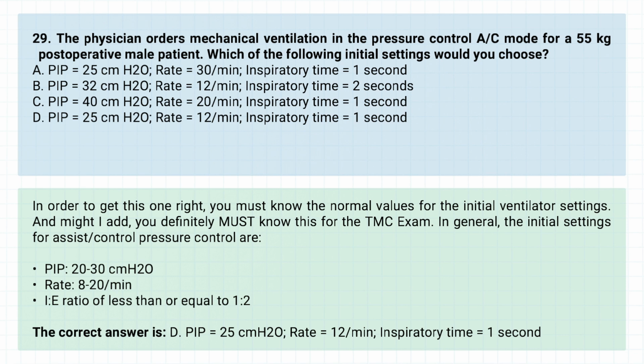As you can see, by going through the answer choices, there is only one choice where all the numbers are within the correct ranges. So we know that the correct answer is D, a peak inspiratory pressure of 25, a rate of 12 breaths per minute, and an inspiratory time of 1 second.